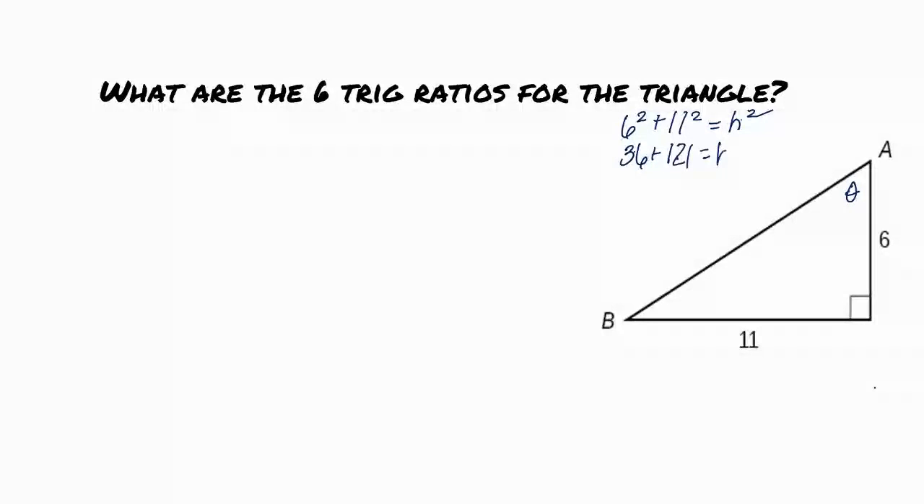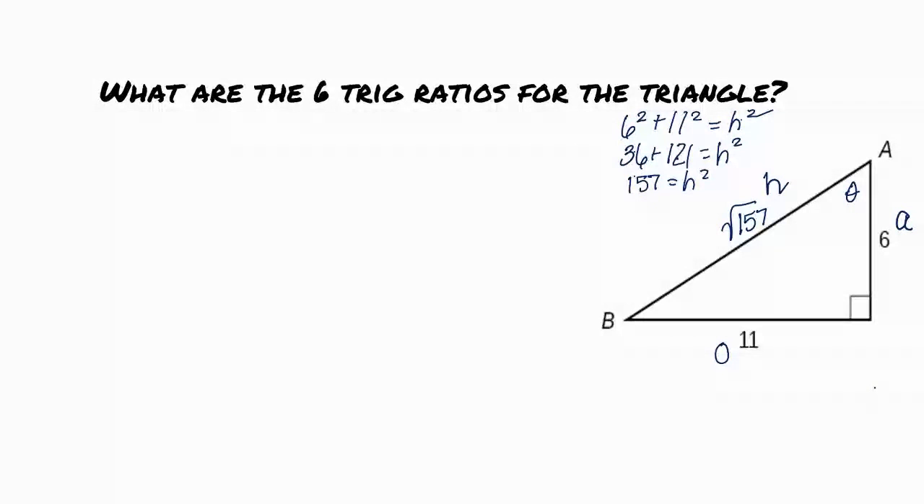121. Add them together and I get 157, which does not have a nice integer square root, so I'm just going to leave this as a square root of 157. And I know that that's my hypotenuse. 11 is my opposite, and 6 is my adjacent. Because remember, my theta is angle A here.